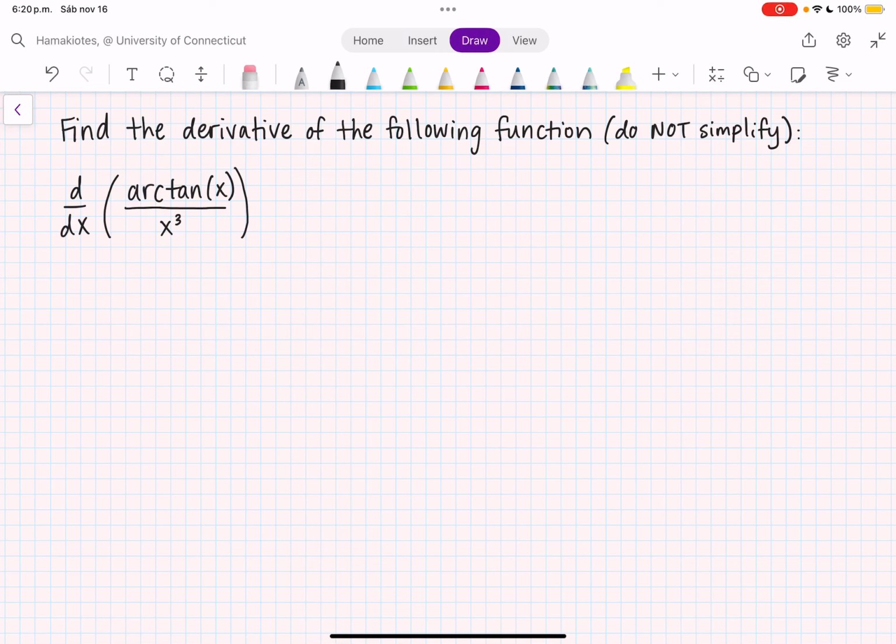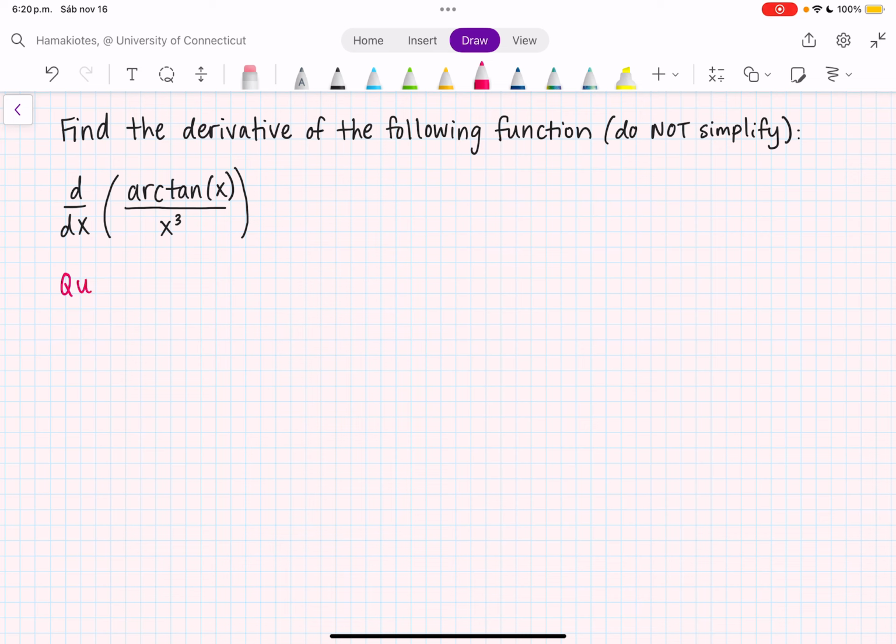In this video, we are going to find the derivative of the function arctan of x over x cubed. So we can actually find this derivative in two different ways. One way is to apply the quotient rule to the function we're looking at, and another way is to rewrite this function and use the product rule. So in this video, I'll go over how to solve this using both methods, but first we'll use the quotient rule.